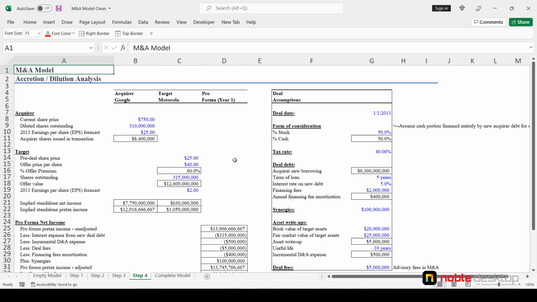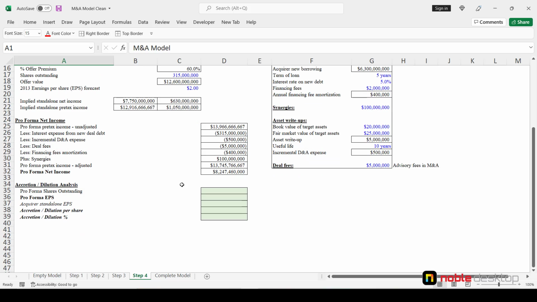So we completed the first 3 steps of our M&A model, and the final 4th step would be accretion dilution analysis. An accretion dilution analysis is a simple test used to evaluate the merit of a proposed merger or acquisition deal. It determines if the post-transaction earnings per share, or EPS, is increased or decreased, and based on that, determines the success of the deal.